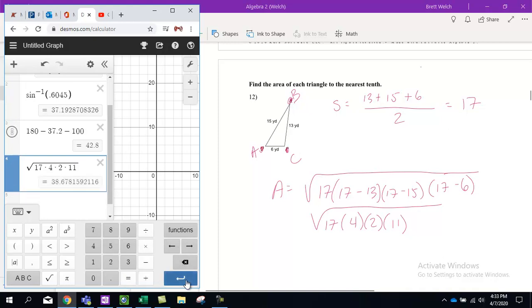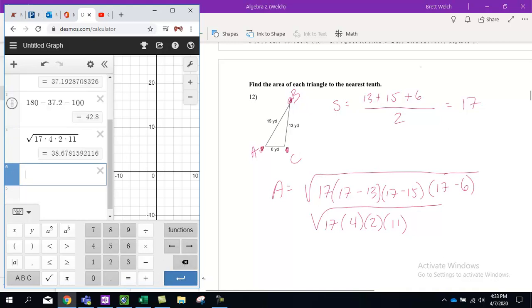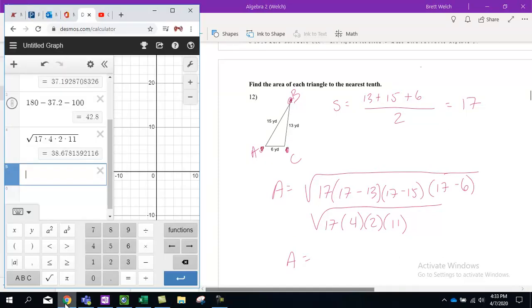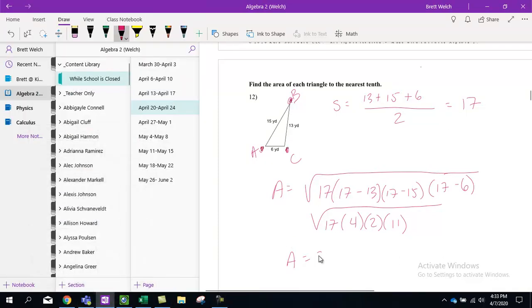All right, 38.7. Now this does have a unit on it, so we really should say that the area is 38.7 yards squared. And there would be our final answer.